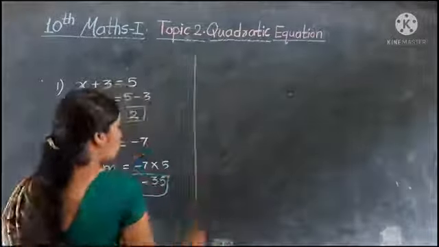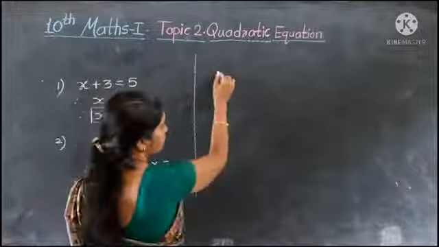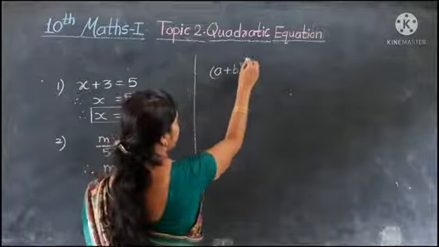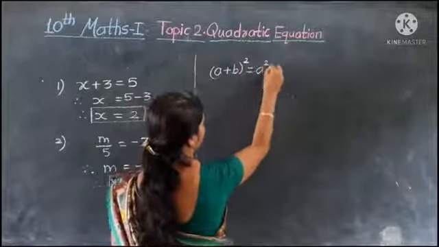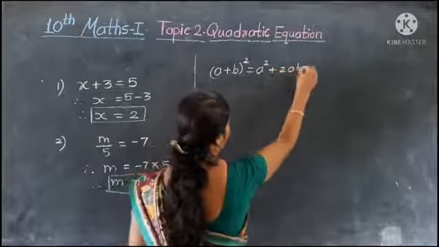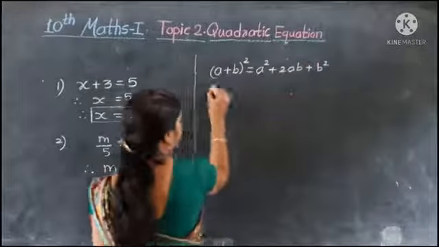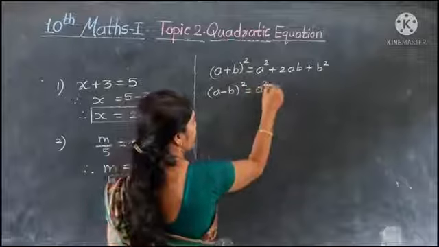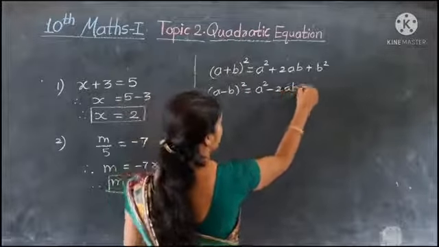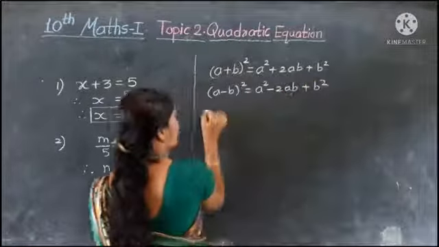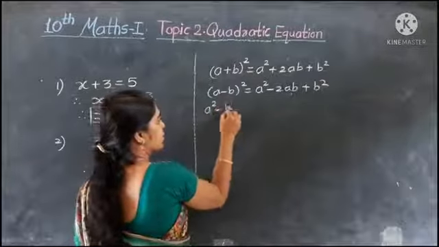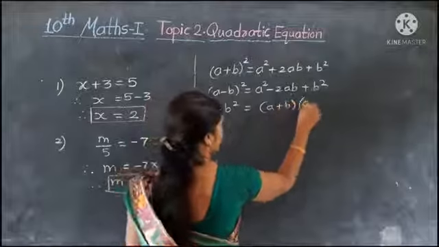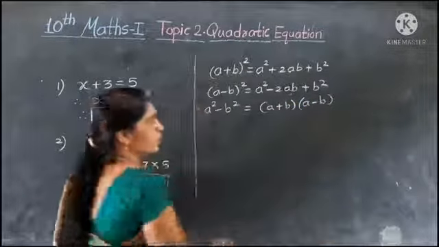But what about the quadratic equation? You have learned these formulae: a plus b bracket square expansion is a square plus 2ab plus b square, then a minus b bracket square expansion is a square minus 2ab plus b square. Also you had seen a square minus b square is equal to a plus b into a minus b.